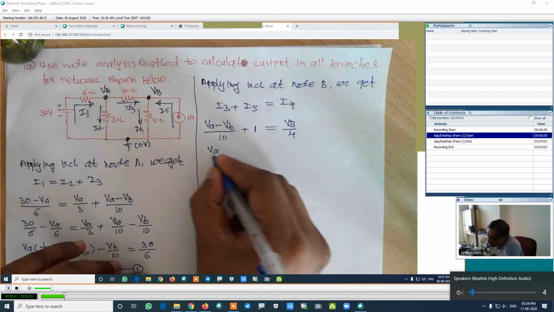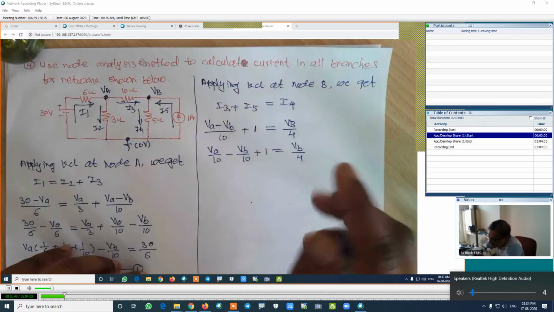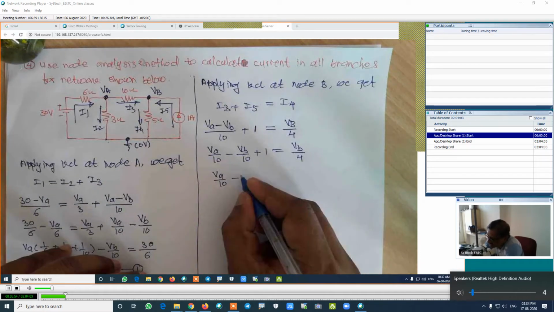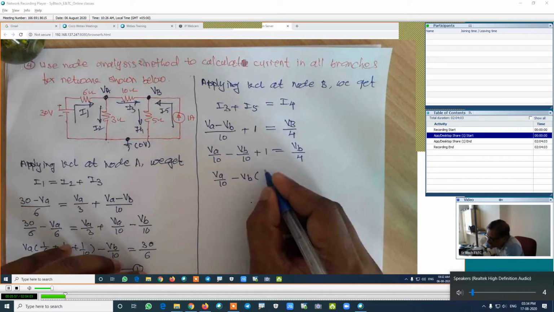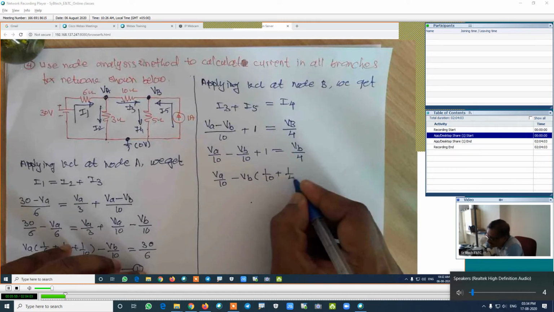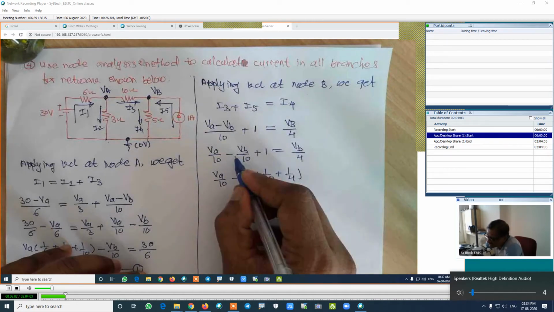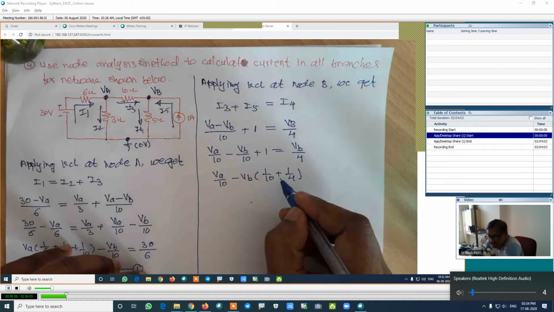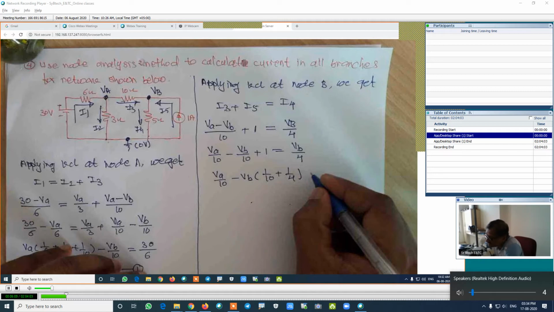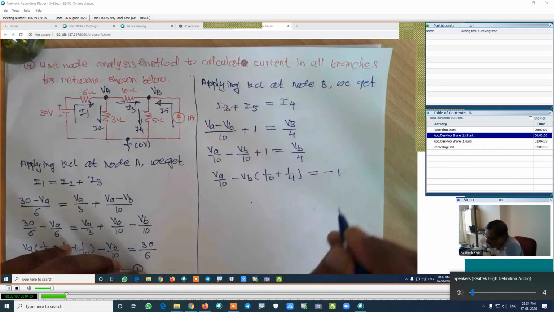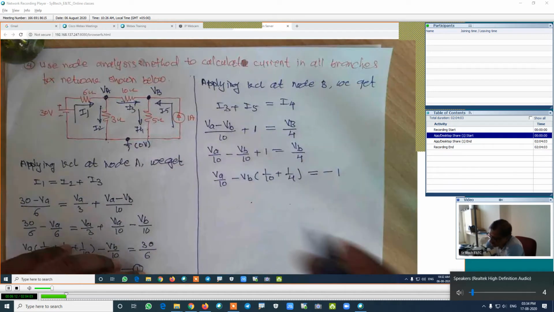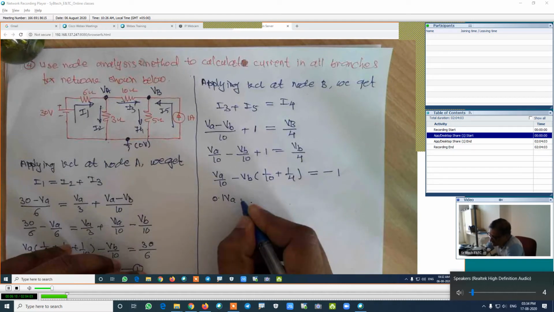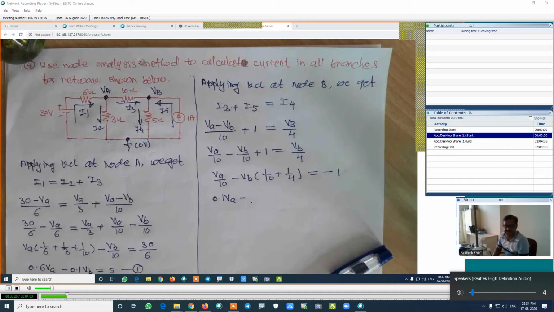I will shift this VB on this side and this constant on the next side. In that case, it is VA divided by 10 minus VB is common, then it is 1 upon 10 plus 1 upon 4, because whenever we are shifting this value on this side, that becomes minus VB upon 4, and that minus VB already we have taken as common, it will remain plus 1 by 4, which is equal to minus 1. Now find out the value of this whole bracket. I guess this value is 0.1 VA minus. How much is the value of the next bracket?